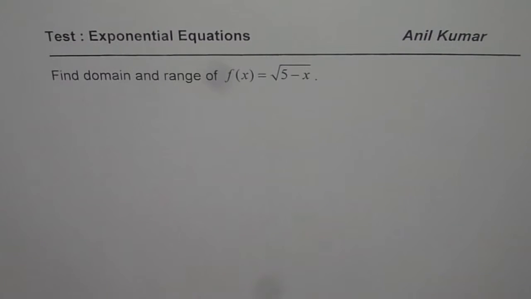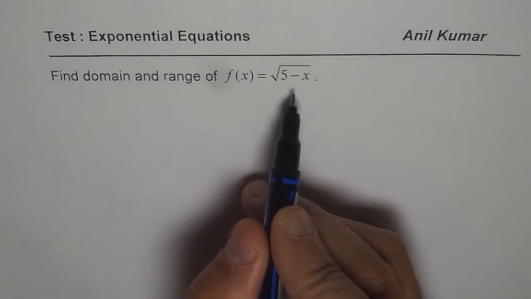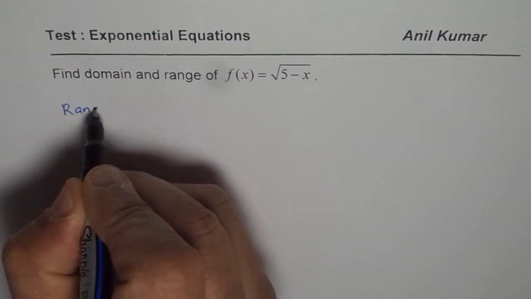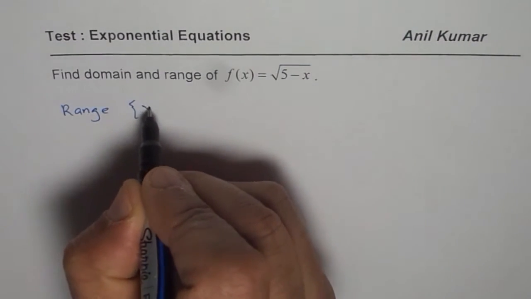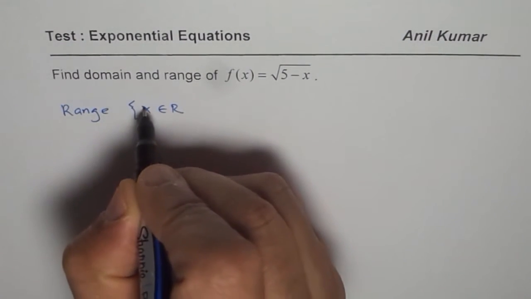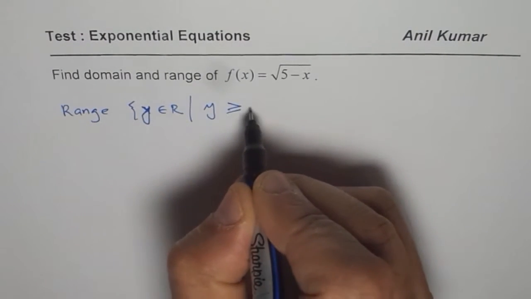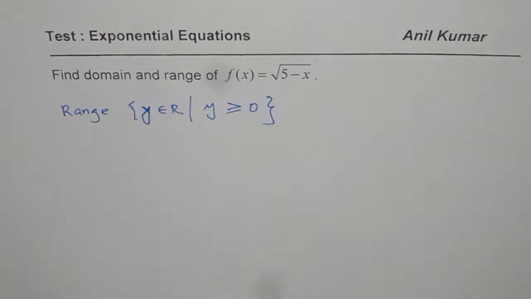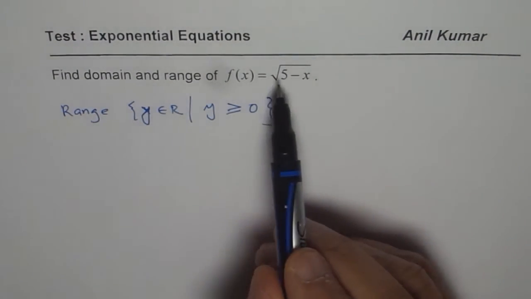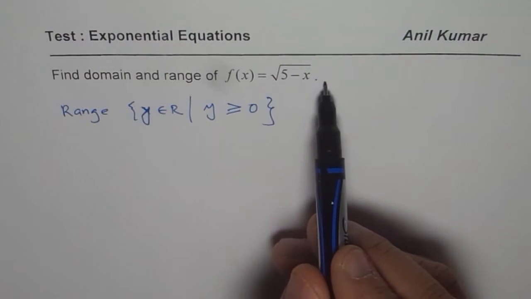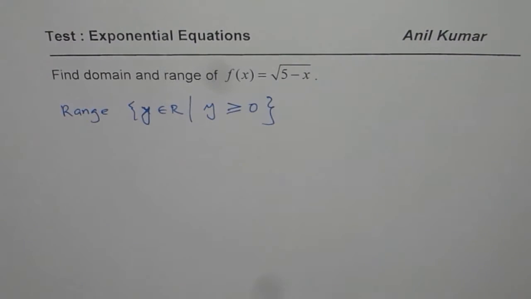Now, whenever we are talking about domain and range of square root functions, we know for sure that the range for these functions is y belongs to real numbers, so that y is greater than or equal to 0. It's always positive, right? So that is the first thing. Since in this particular case there is no vertical translation involved, nor is there any reflection, the range does not really change as compared to the parent function.